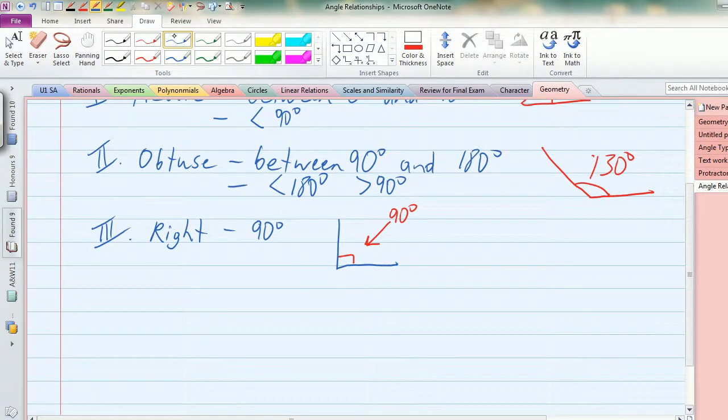After obtuse, we get to 180 degrees. What do we call that angle?